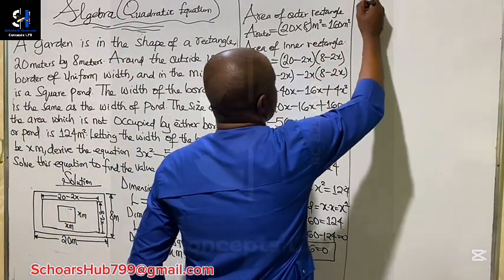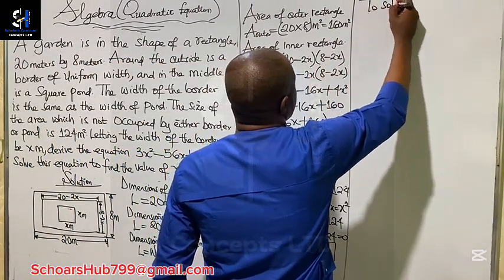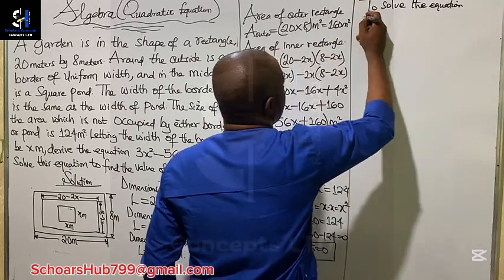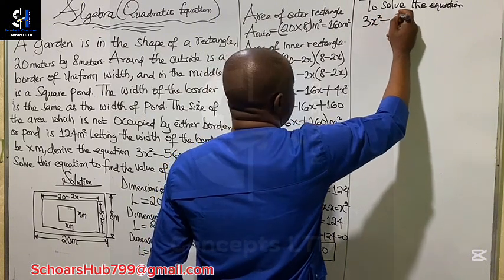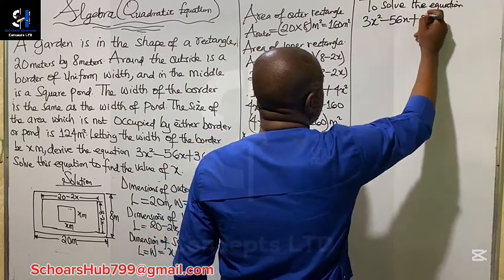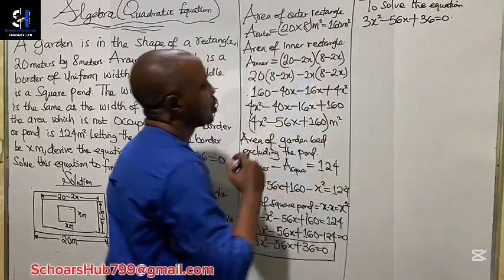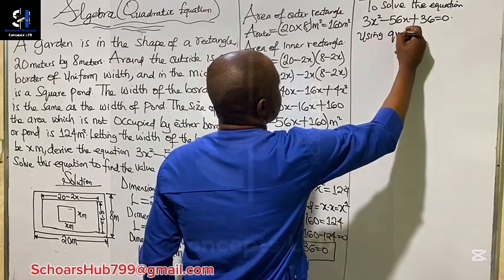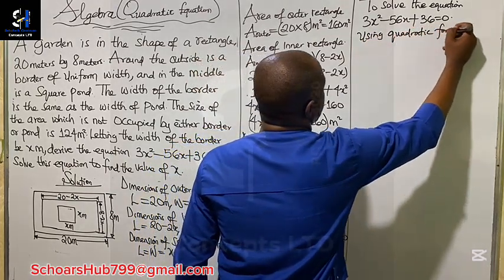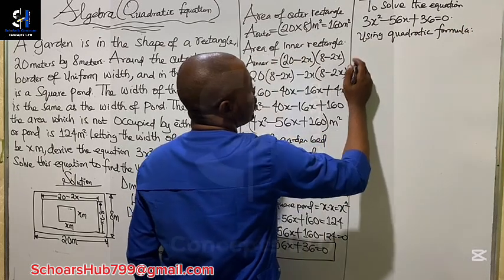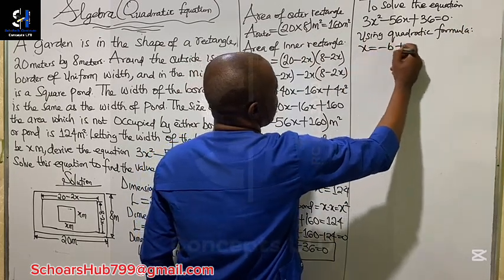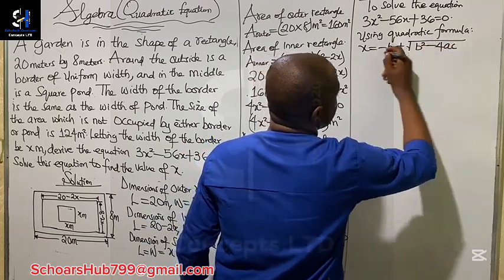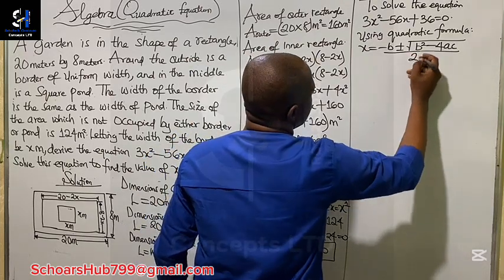So now to solve the equation 3x squared minus 56x plus 36 equals to 0, let's use the quadratic formula. Using the quadratic formula, x equals to negative b plus or minus the square root of b squared minus 4ac, that's the discriminant, over 2 multiplied by a.